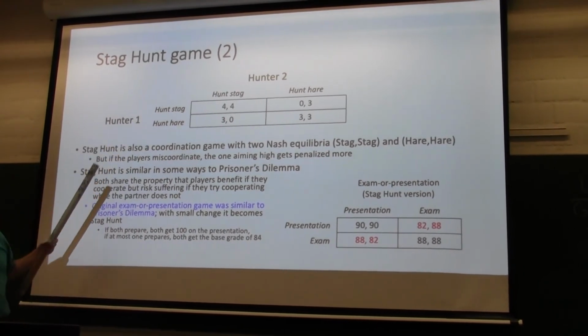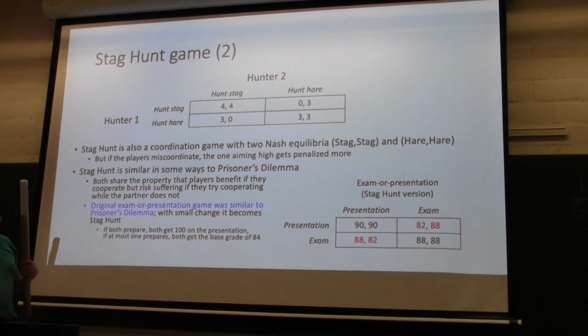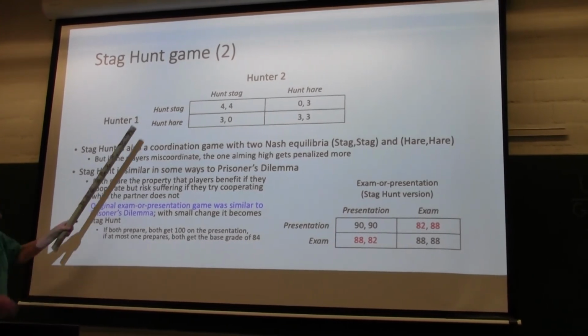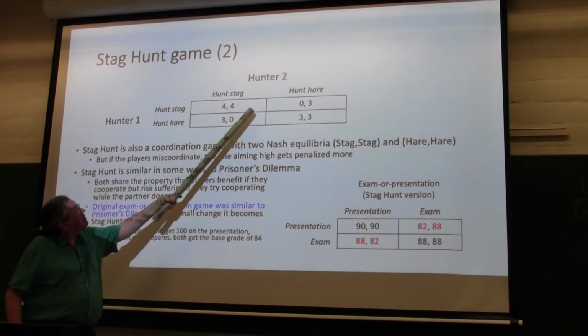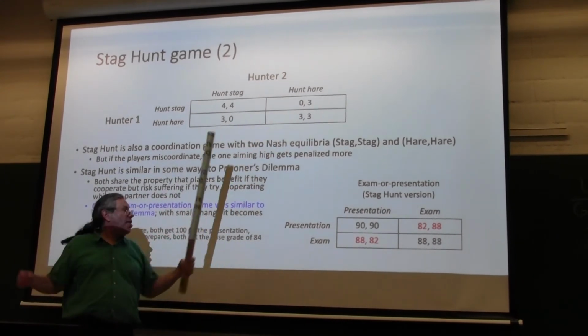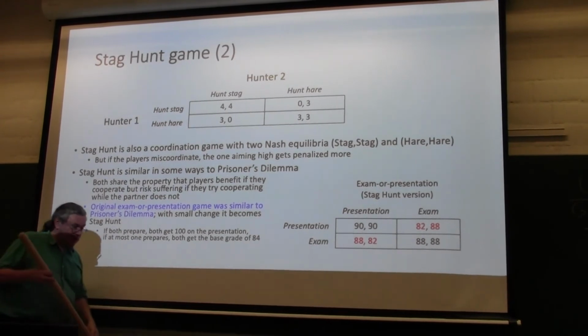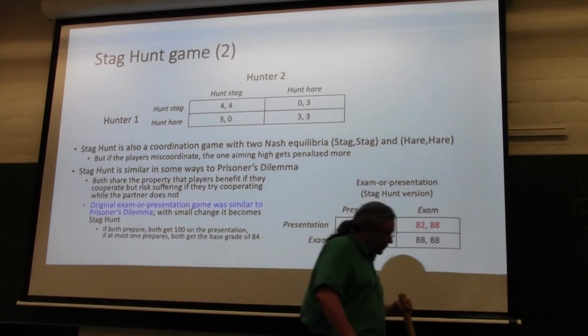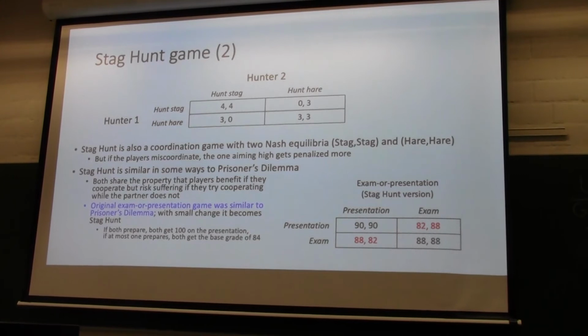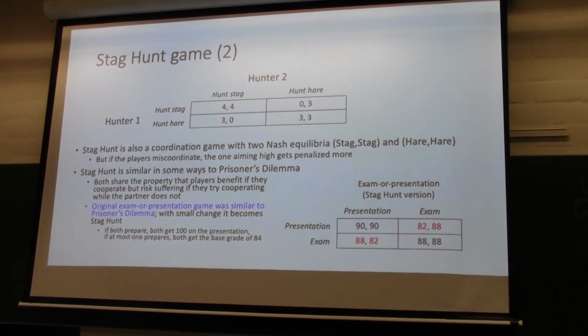If I pick hunt hare, I'm safe because I will always get a hare. But if I pick hunt stag, and the other guy picks hunt hare, then I can get 0. Okay? So there's like a safe solution here. So it's not the same as prisoner's dilemma. Okay, so that's even another variation, the coordination. So the best thing here again is that they coordinate.